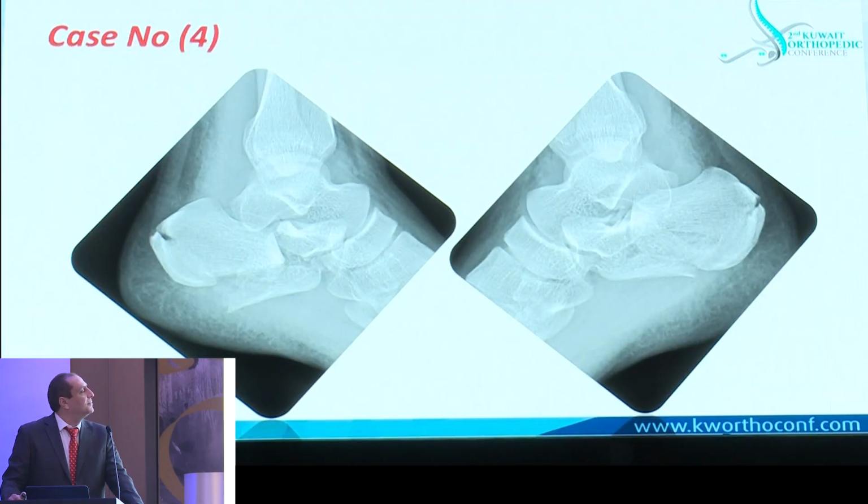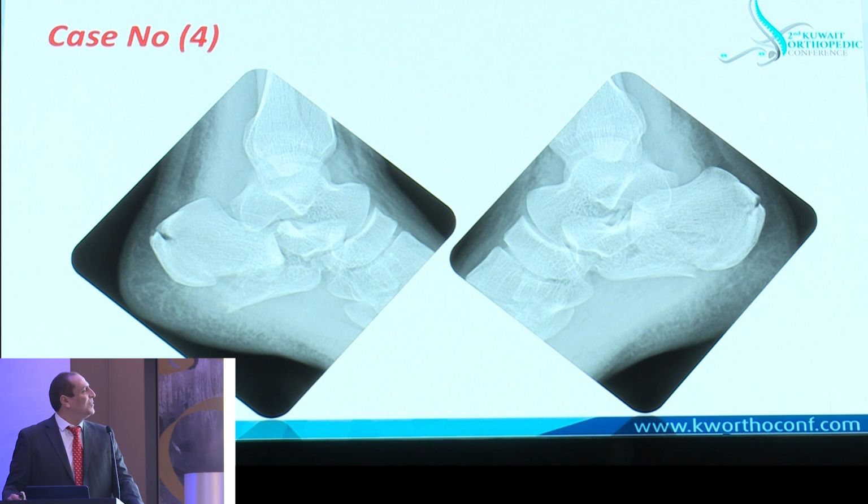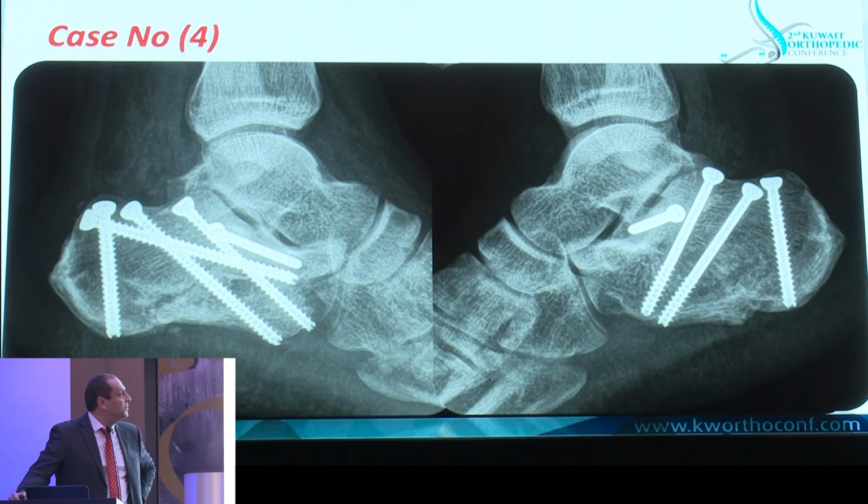The last case, this patient is a 21-year-old male. He jumped from somewhere, I don't know the exact history, he denied the true history, and he developed bilateral tongue-type fractures, badly displaced on the right side with blunter fragments. And this is a bilateral axial view.